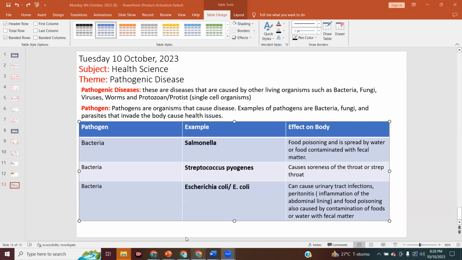Yes, sir. What effect does salmonella have on the body? I don't do health science. Oh, you do general science? Yes, sir. Okay. And Nevaeh? Where's Nevaeh?